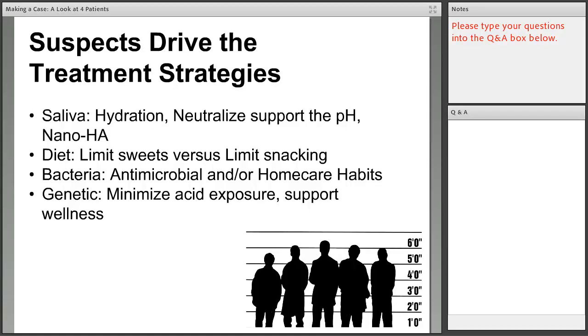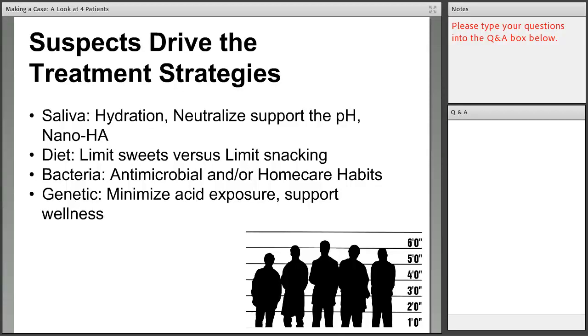If they have a dietary issue, you need to talk to them about what sugar-sweetened beverages they're drinking, how often during the day, how much sugar, where is the sugar that they're consuming, how are they snacking, and you need to dig deeper to help them understand what's causing this disease for them.